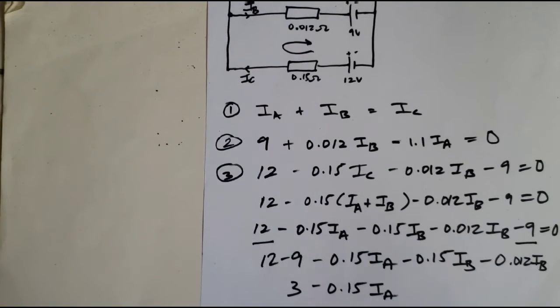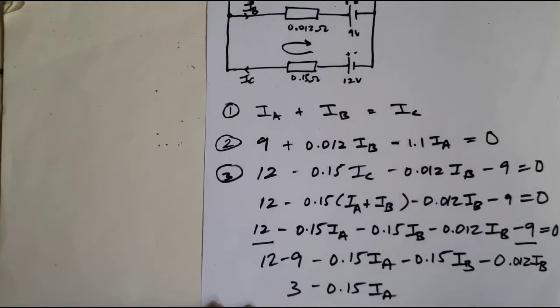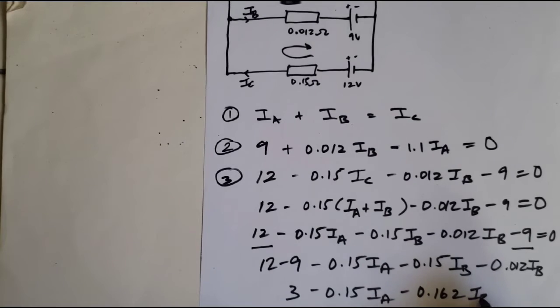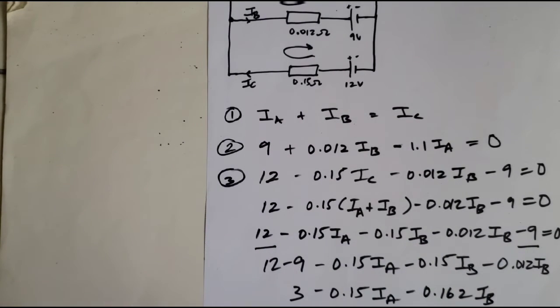Then negative 0.15 minus 0.012 is going to give me negative 0.162 IB. Okay, so great.